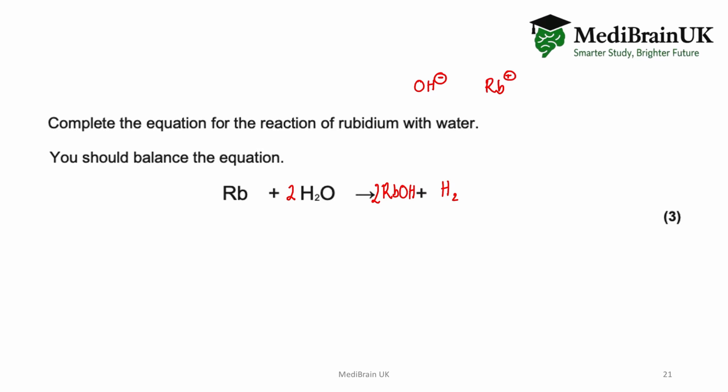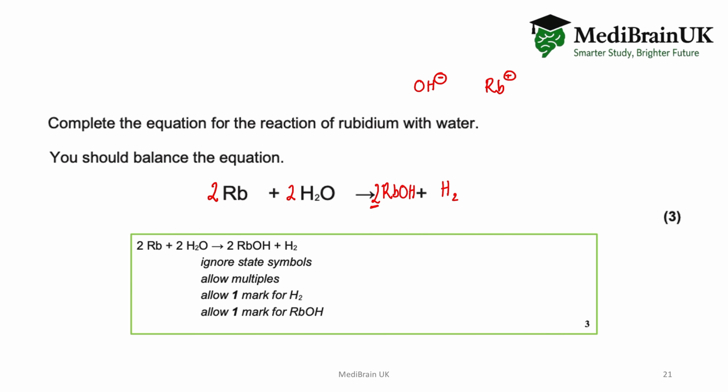However, we also have 2 rubidiums on the product side because we added a big 2 over here. So we're going to have a big 2 in front of there. That means there are 2 rubidiums on both sides, 2 oxygens on both sides and 4 hydrogens on each side. Everything is balanced. That's how you would balance the equation. So as you can see, 2Rb plus 2H2O produces 2RbOH plus H2. Ignore state symbols. You just need to get the correct products and you need to balance it for 3 marks.